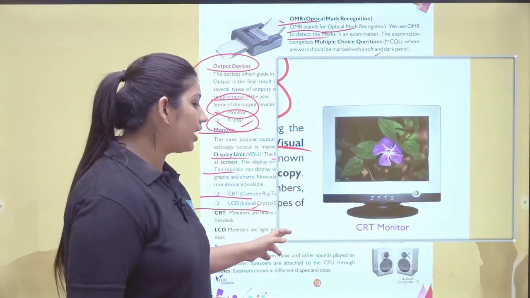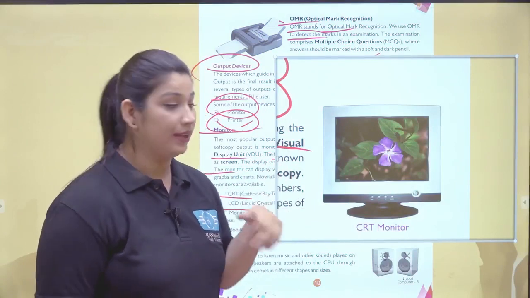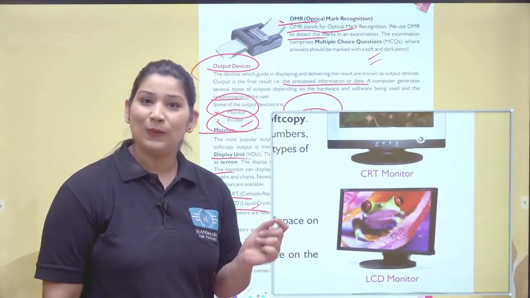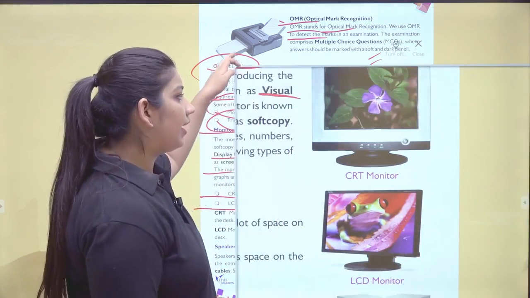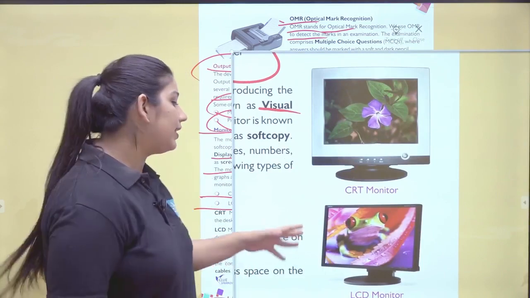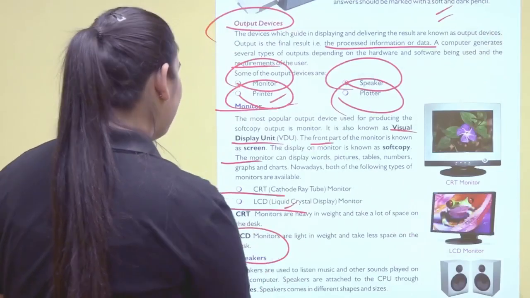This is the kind of CRT monitor. CRT stands for cathode ray tube. And next is the kind of LCD monitor, which stands for liquid crystal display. You know, CRT monitors are heavy in weight and take a lot of space on your desks, while LCD monitors are light in weight.